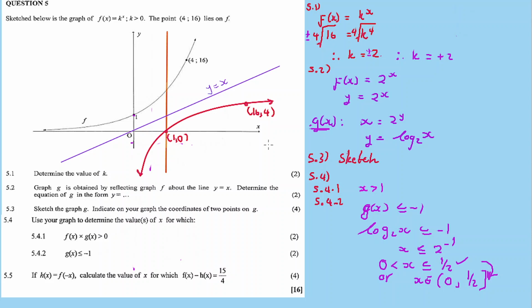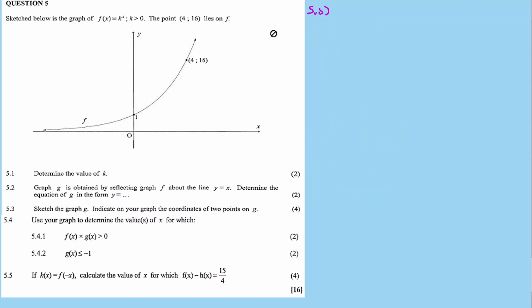Now we go to 5.5. I will need to erase here so that we can answer this question. 5.5: if h of x is equal to f of minus x, calculate the value of x for which f of x minus h of x is equal to 15/4. So 5.5 is purely algebra. It does not require a graphical solution, so you solve it algebraically.